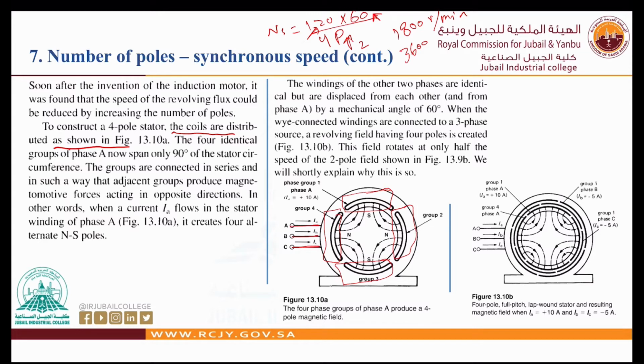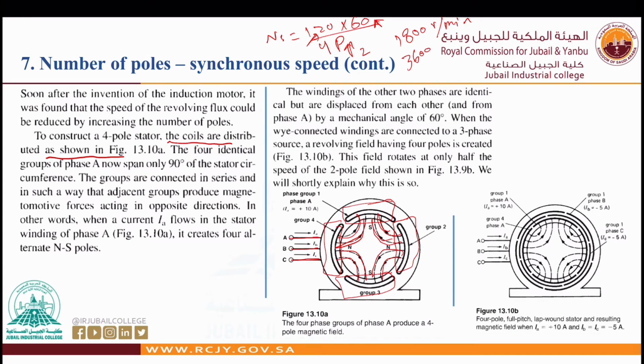As you can see, we have an interaction between the magnetic field from pole number 1 to pole number 2, and from pole number 2 to pole number 3, we will have an interaction. It is like this. This is the interaction of the pole magnetic field. So we will have a connection between pole number 1 and pole number 2, between pole number 2 and pole number 3, and so on. That's why we have a four pole motor.